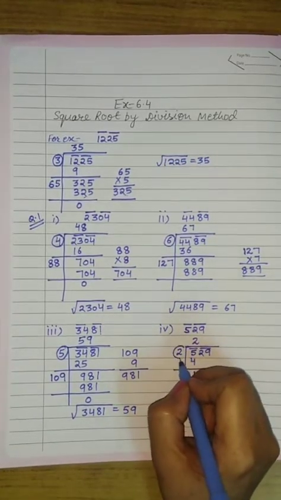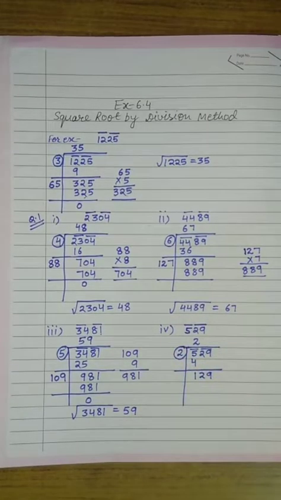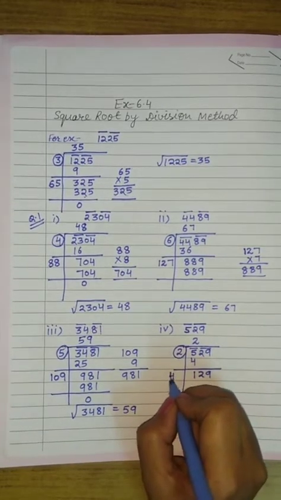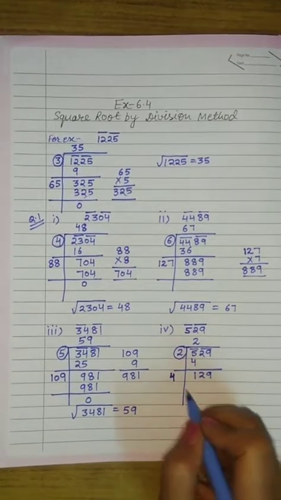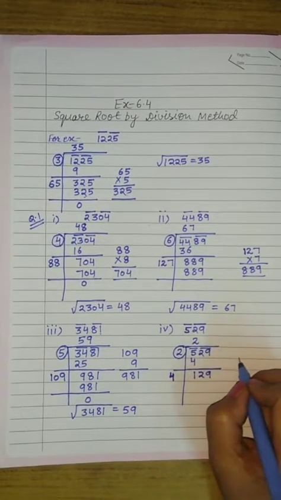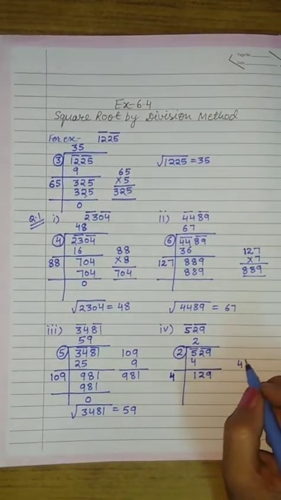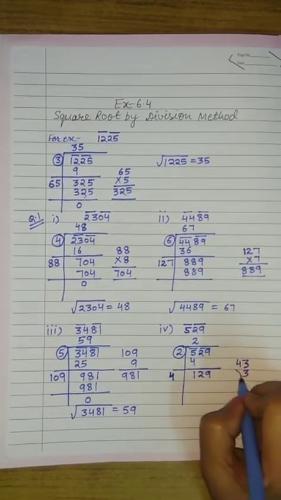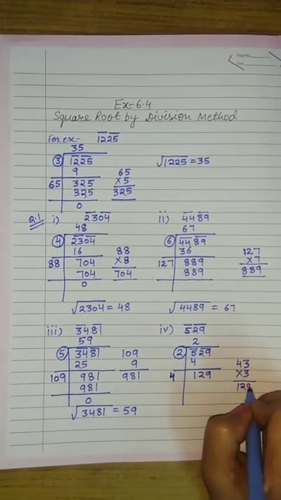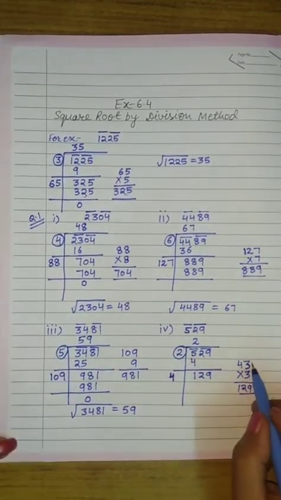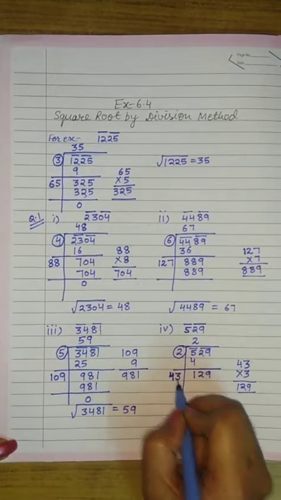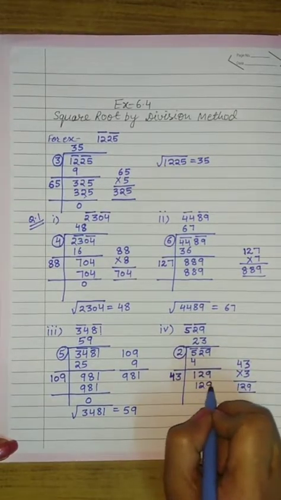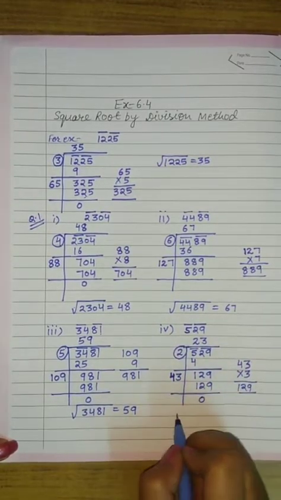Now again we are doubling this divisor, 2 2s are 4. So our new divisor has 4 as one digit, and the other we have to find by multiplying the number by itself, that is 43 into 3 will give us 129. So such a number is 3. So we will write 3 after 4 in the divisor as well as in the quotient. So our remainder will be 0.